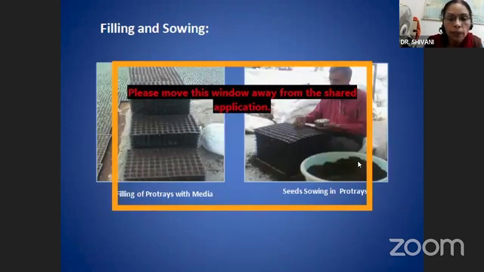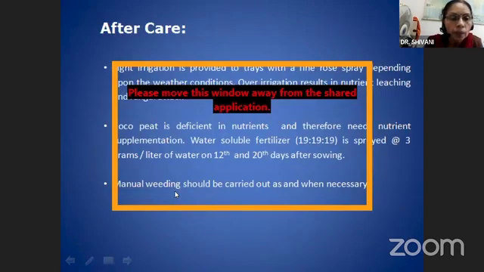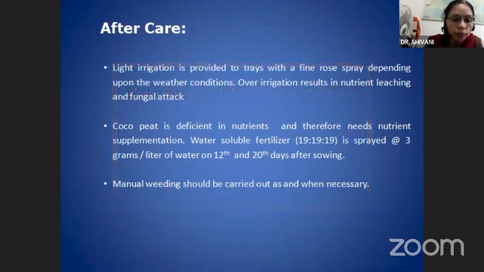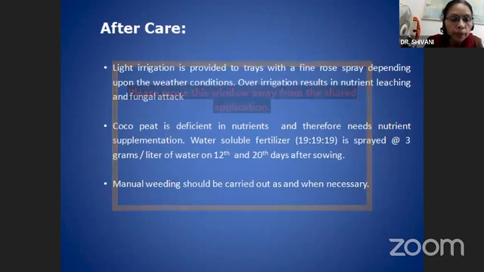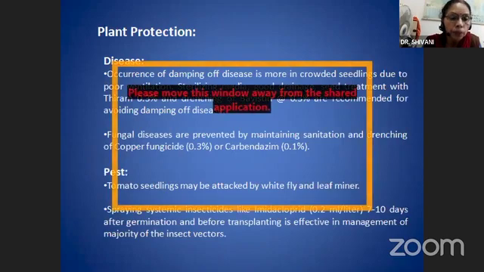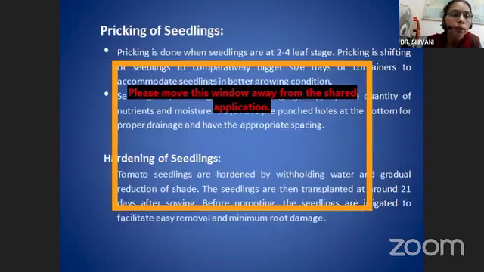This picture shows how seeds are sown in pro-trays, then filling of pro-trays with media. Cocopeat is deficient in nutrients, and so we need supplement fertilizer which is water soluble, and it is sprayed on the 12th and 20th day after sowing. Then manual weeding should be carried out as and when required. Plant protection and disease pest portion is also here, so we should take care of these things also.